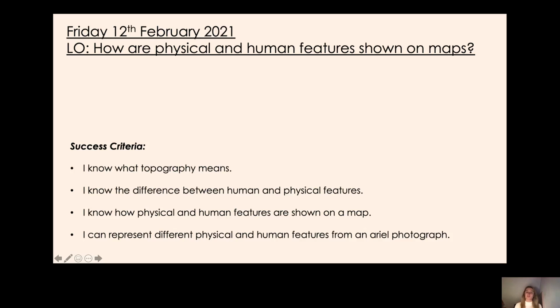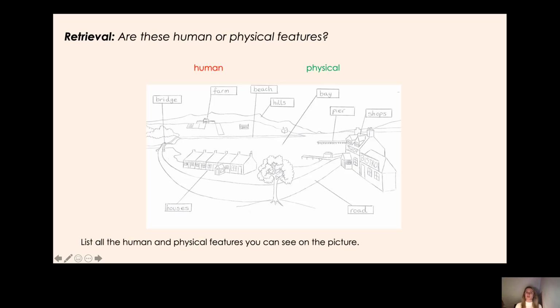Okay, now you probably worked out that the main two words for today's lesson are physical and human features. Now, I have got a retrieval activity to see how much you can remember about these. So here you have got a picture, and I have labelled the different features in the picture. Now, what you need to do is decide if they are human features or physical features. And you need to make a list of all the human features that you can see and then a list of all the physical features you can see. OK, pause the video now and have a go.